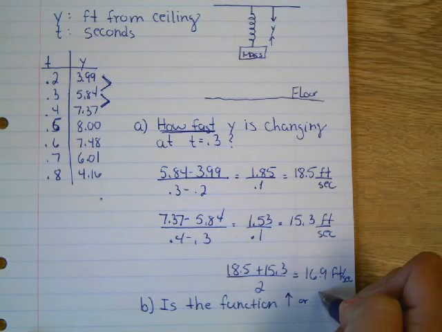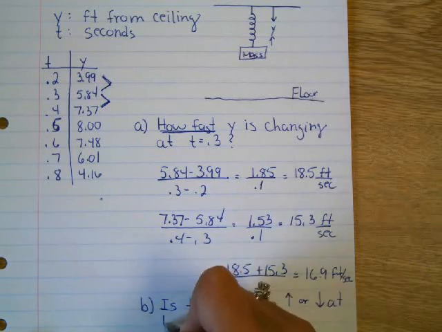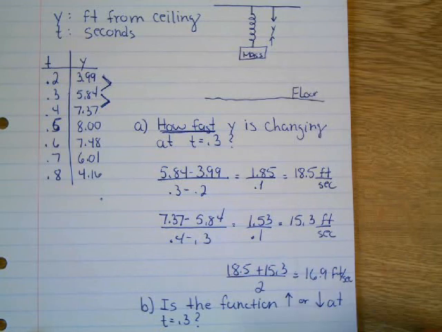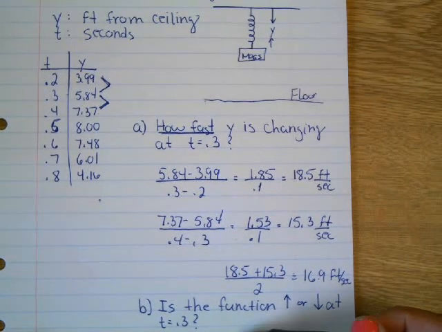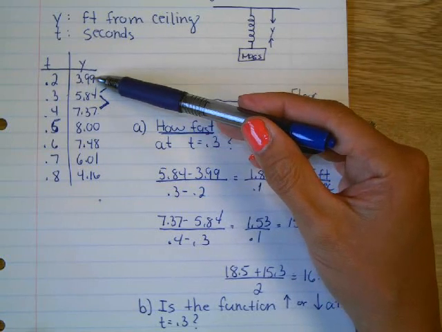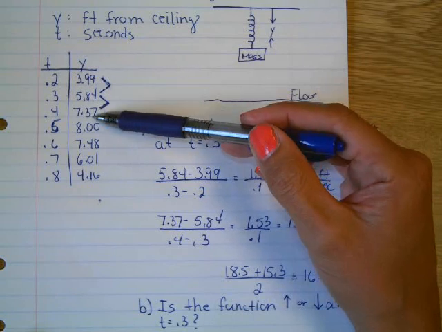Increasing. I know the rate. Is it increasing or decreasing at time equals 0.3? Well, there's a couple things you can do. I could look at the graph, which I don't have the graph of, but I can tell as I go from left to right, I'm going 3.99 to 5.84 to 7.37. I can see that's an increase.